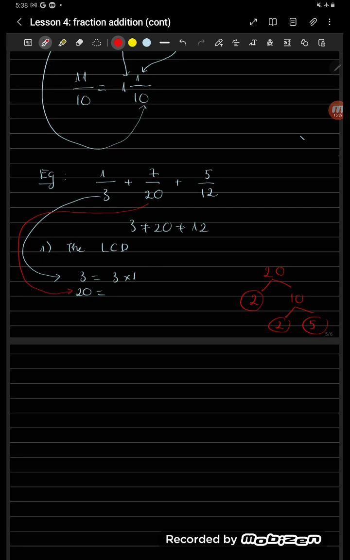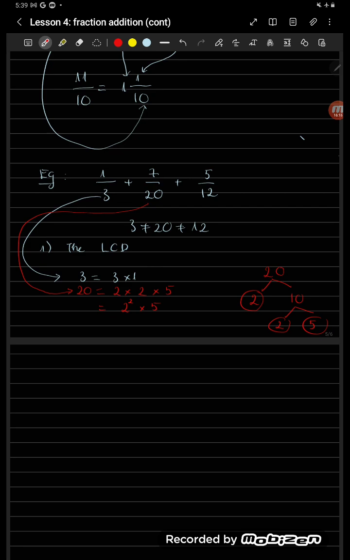So 20 we can write as 2 times 2 times 5, right? Two prime numbers 2 and one prime number 5. Or, because we have two number 2s, we can write it as 2 power 2 times 5. So here the highest power of number 2 is 2, and the highest power of number 5 is 1, because there is only one number 5.